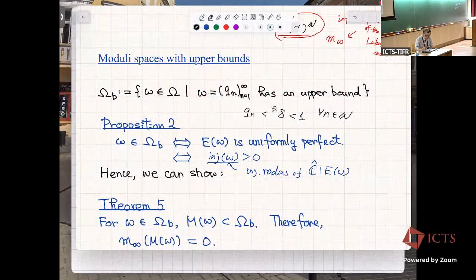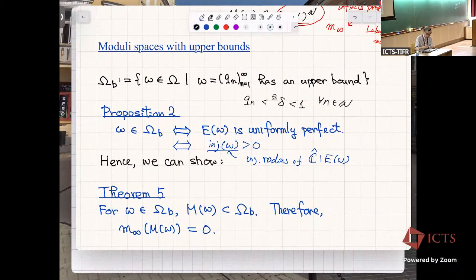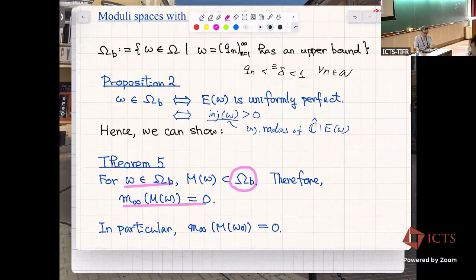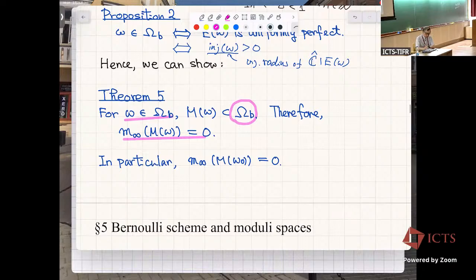Because of this result, if omega is in capital omega B, then M omega is also a subset of capital omega B, because of the quasiconformal invariance of the positivity of the injectivity radius. And therefore the volume of M omega is 0. Because the volume of capital omega B is 0, the subset is also measure 0. So in particular, the volume of the moduli space of the standard one-third Cantor set is also 0.